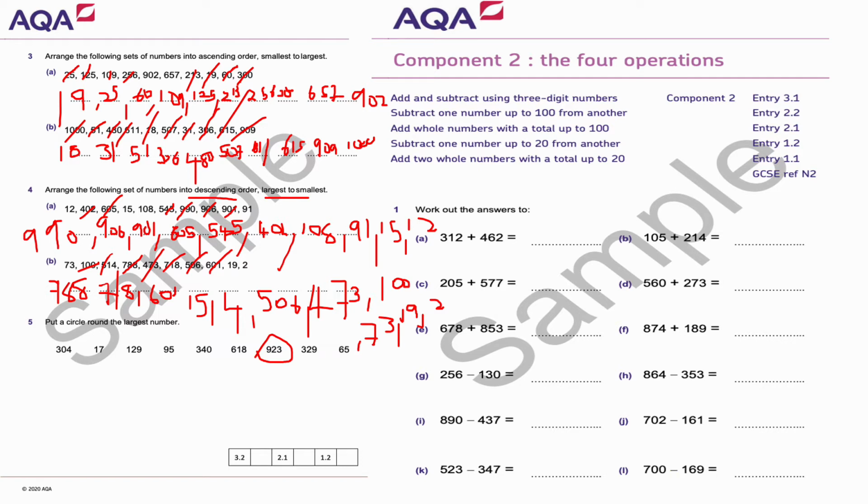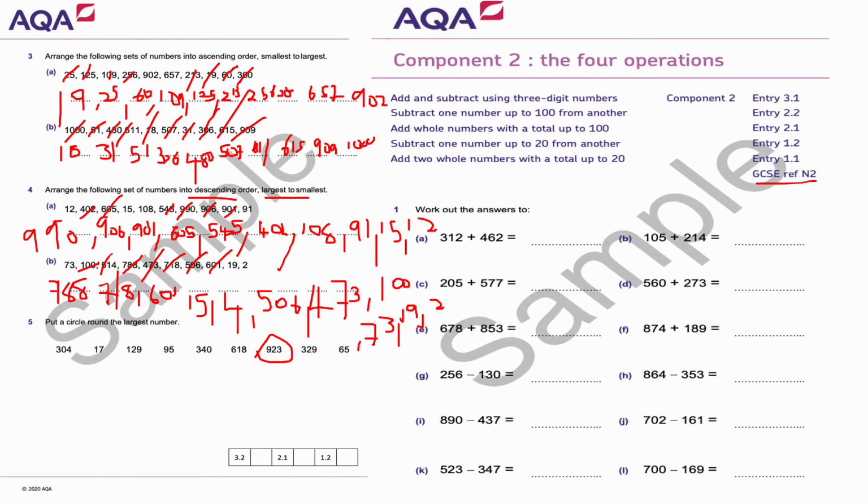This is AQA component 2, the 4 operations, and we've got a list of what we need to be able to do in these components. We've also got a GCSE reference for number section 2. So when it says this, it means that this is also applicable for the foundation tier and also the higher tier as well, GCSE curriculum.